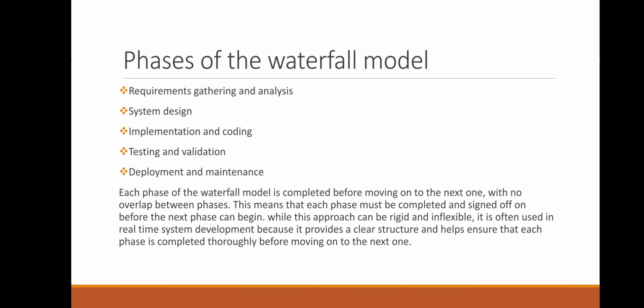Phases of the waterfall model: requirements gathering and analysis, system design, implementation and coding, testing and validation, deployment and maintenance. Each phase of the waterfall model is completed before moving on to the next one with no overlap between phases. This means that each phase must be completed and signed off on before the next phase can begin. While this approach can be rigid and inflexible, it is often used in real-time system development because it provides a clear structure and helps ensure that each phase is completed thoroughly before moving on to the next one.